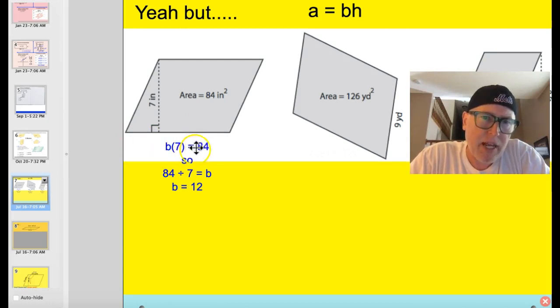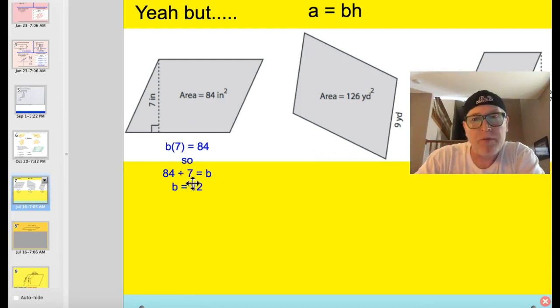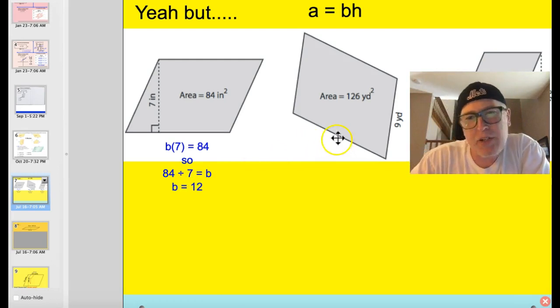So that means that B times 7 is 84. 84 divided by 7 is B. So here's my 84 divided by 7. Divide it out, you get B equals 12. Take a look at this one.